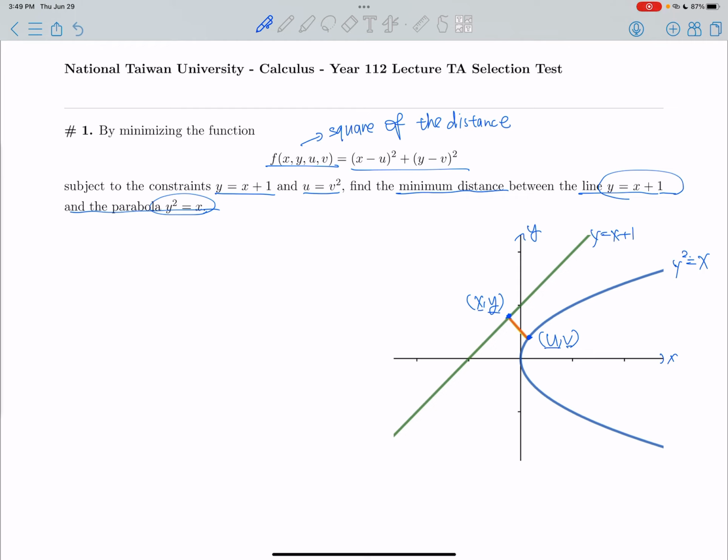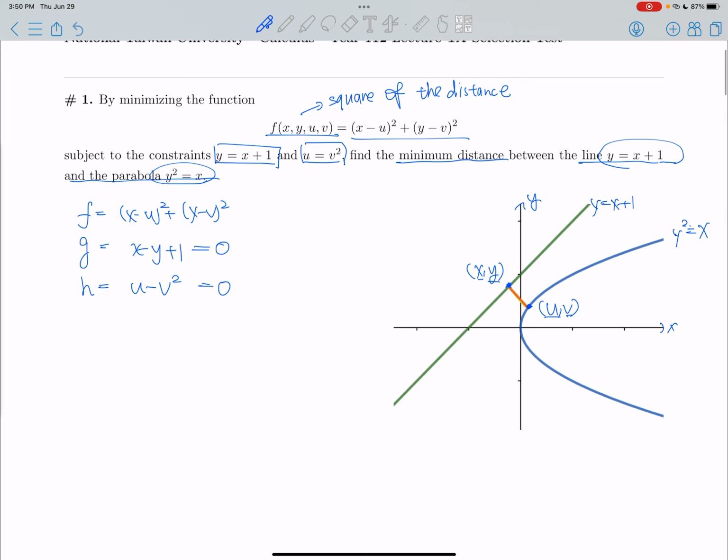So the question, we can write it again. f equals x minus u squared plus y minus v squared. And the two constraints: the first we can call g. So g equals x minus y plus 1, and this constraint is equivalent to g equals 0. And also we define h, we call it u minus v squared. And according to this constraint, so that the point u, v is on this parabola, it is also 0. So this is the function we want to minimize, and these two are the constraints.